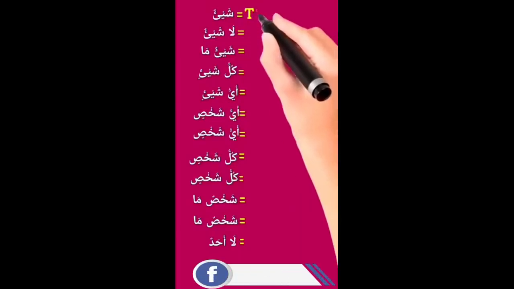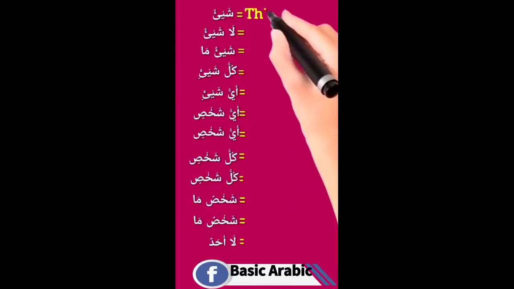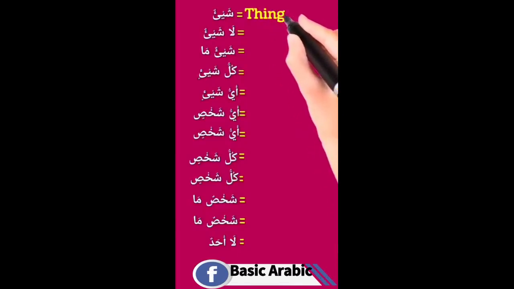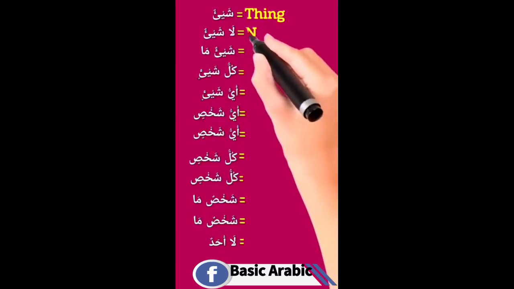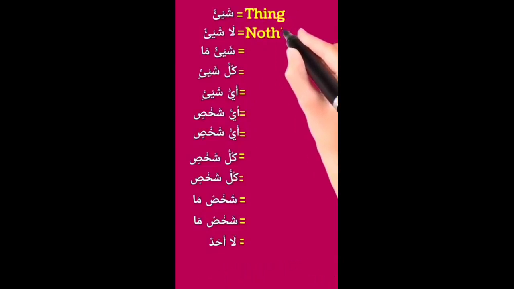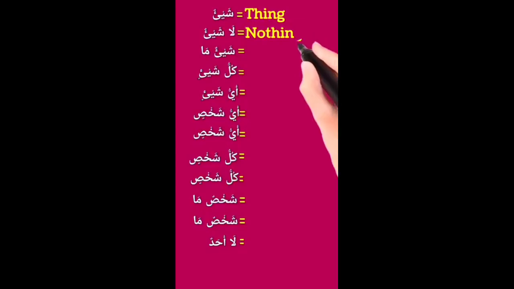Today we'll learn some common Arabic vocabulary. Our first word is shayun. Shayun means thing. Our next word is la shay. La shay means nothing.